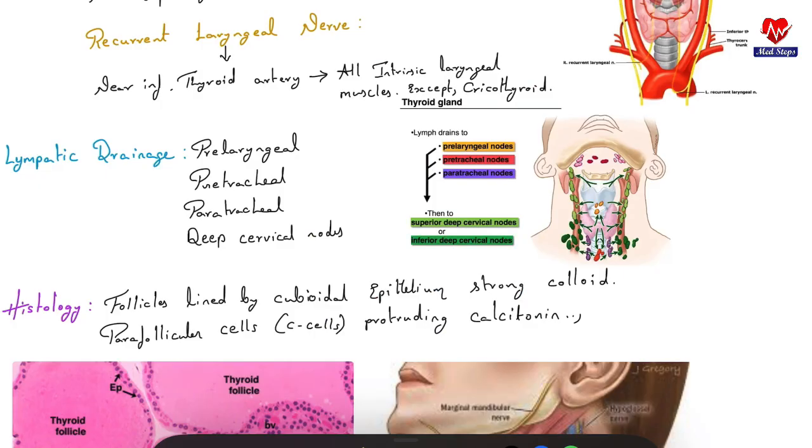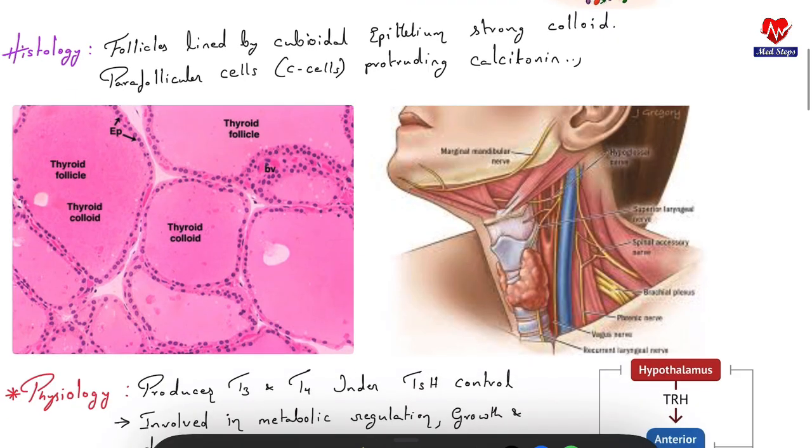Next we can see lymphatic drainage. In this lymphatic drainage we have different groups of nodes. We can see pre-laryngeal, pretracheal, paratracheal and deep cervical nodes, including superior deep cervical nodes and inferior deep cervical nodes. These lymph nodes are very important while doing surgery, and these are the things we have to identify.